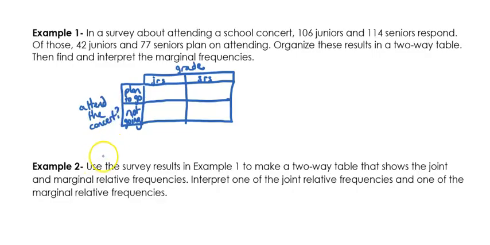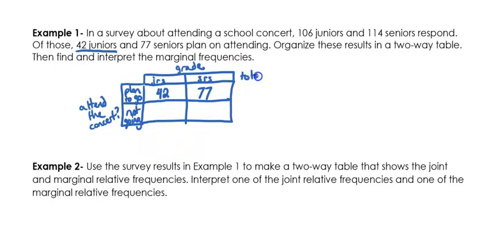All right, and so when you do this, these four entries right here are called the joint frequencies. So for example, if you have 42 juniors who plan on attending, under the juniors who plan to go, that's 42, that goes right there. And so it's telling you juniors and plan to go, that's why it's called the joint frequency. And then 77 seniors plan on attending. So plan to go and seniors are 77.